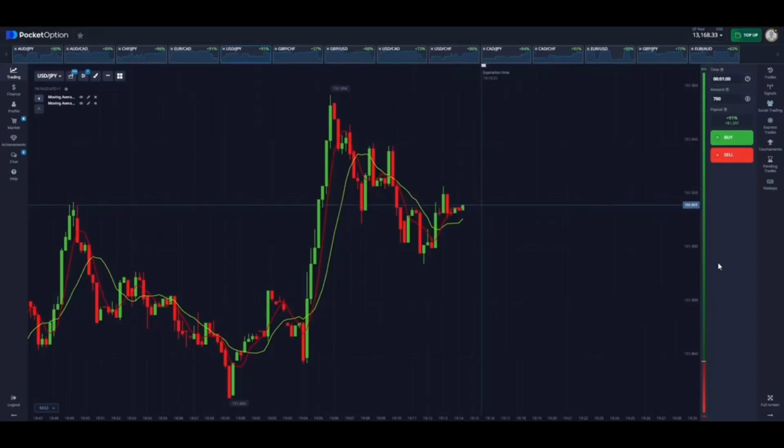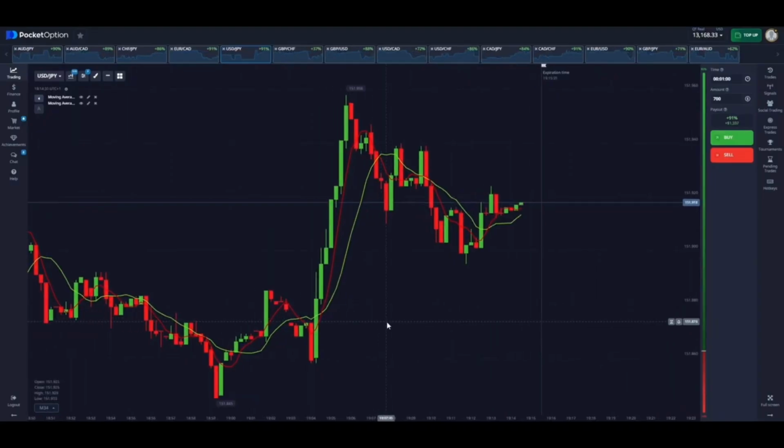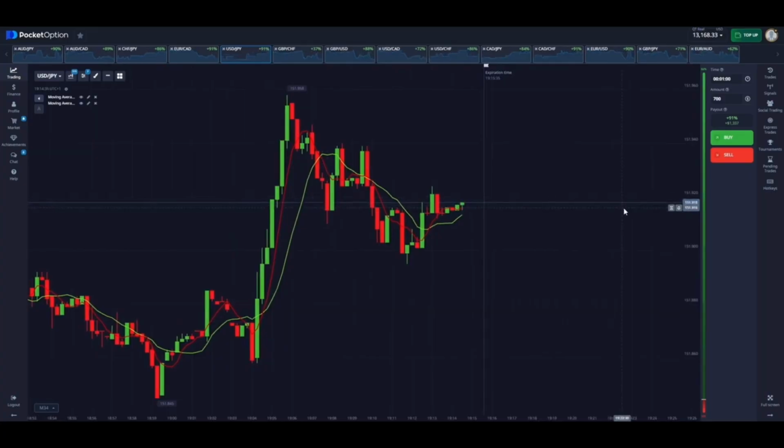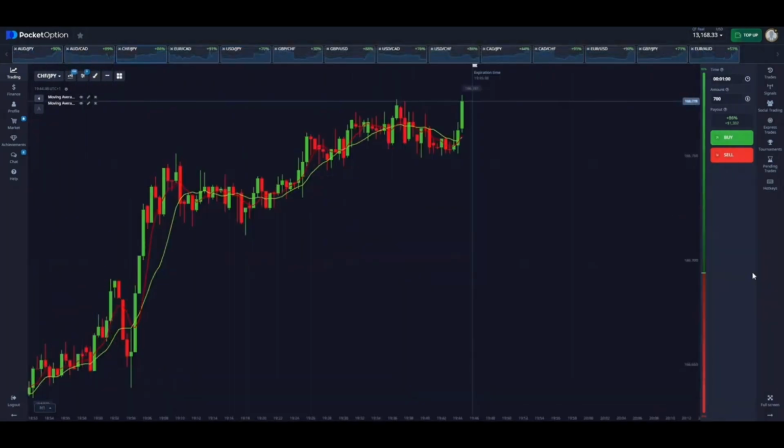Now I will show you a strategy with which you will always know the direction of the price movement. This strategy consists of just one indicator and will be very simple even for beginners with no experience in trading. Let's get started.